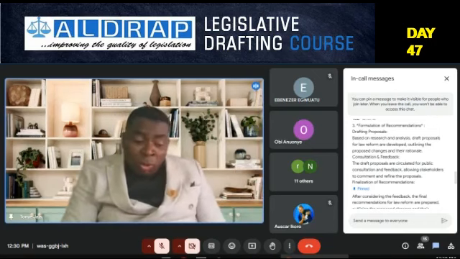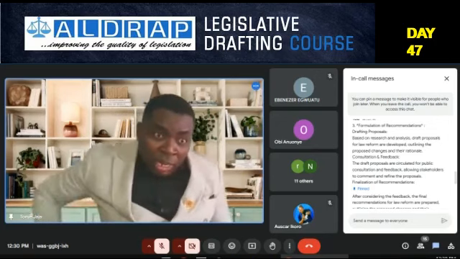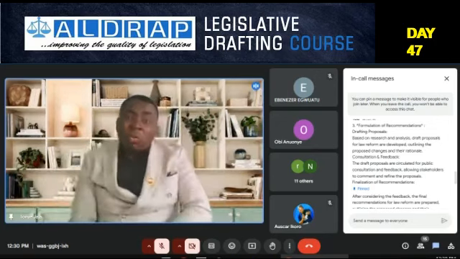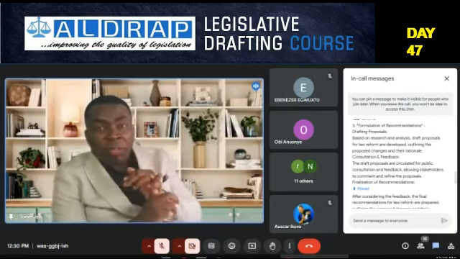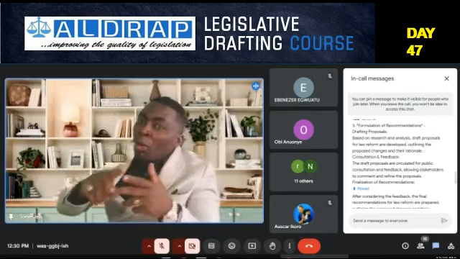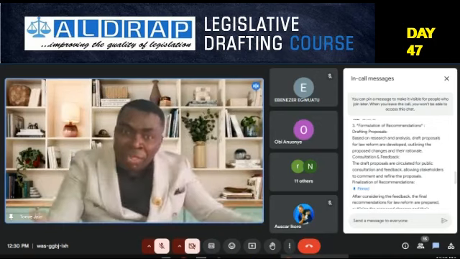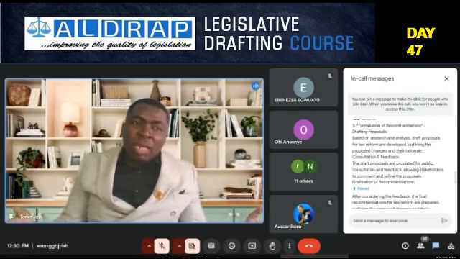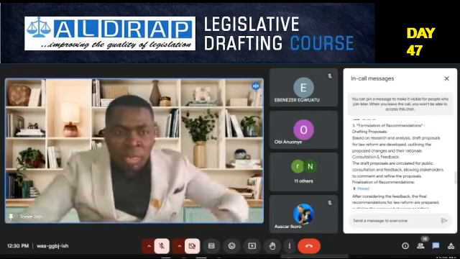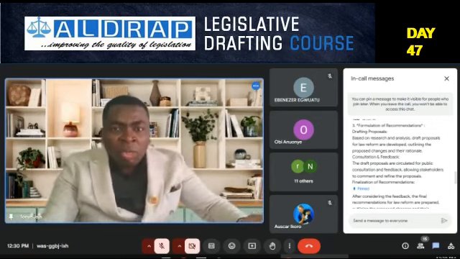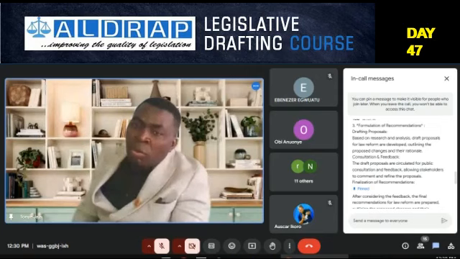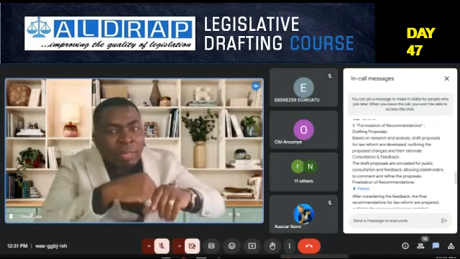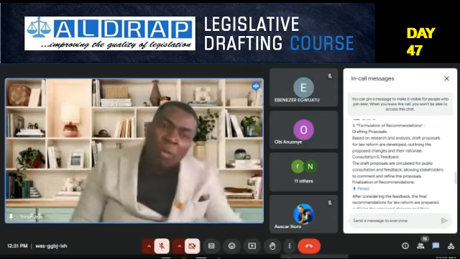So when it comes to law reform, the technical word, there's law reform, there's law revision. Law review is a preliminary step. Let's review the laws of Lesotho. Let's review the laws of Nigeria to know whether there's any area that requires revision or reform.